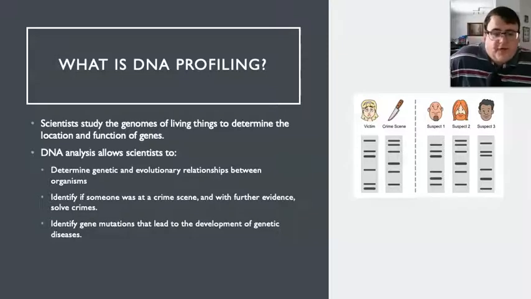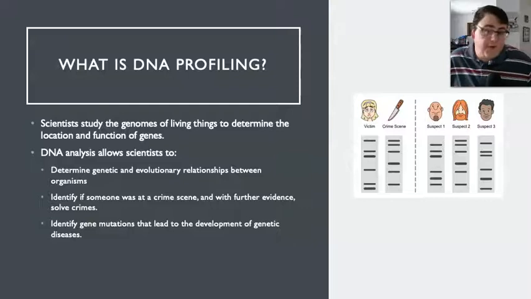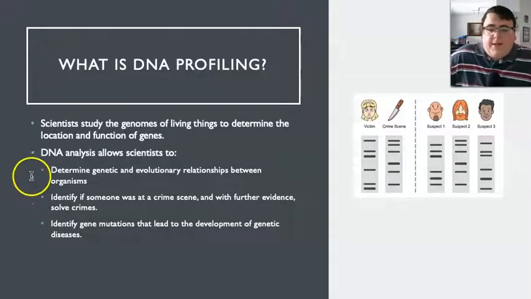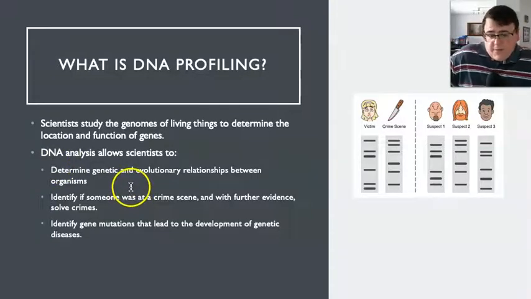So DNA profiling is when scientists study the genome of living things in order for them to determine the location and function of genes in the human body. It doesn't have to be human bodies, obviously we look at genomes of other animals too. But by doing this, it allows us to determine the genetic and evolutionary relationships between different organisms. It also helps us to identify if someone was at a crime scene.